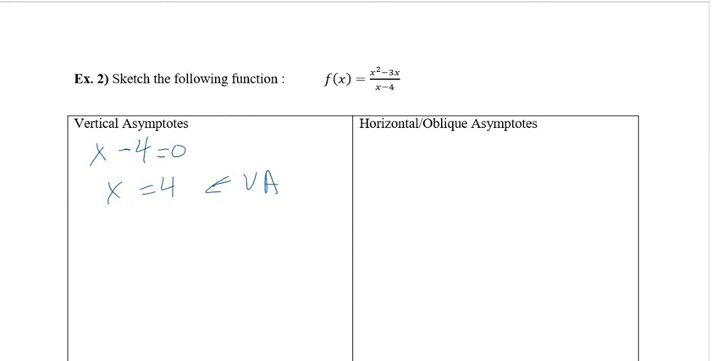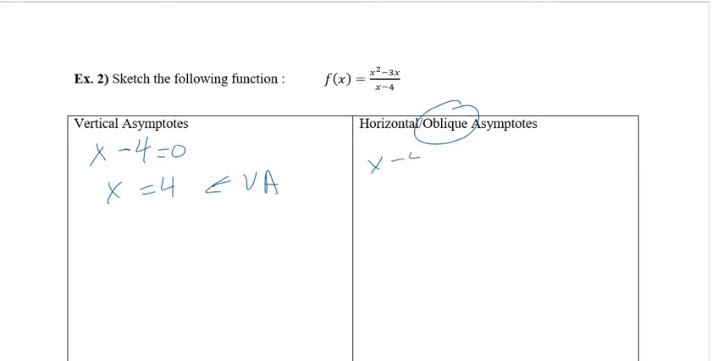Okay, next is horizontal and oblique asymptotes. So take a look. We said we're going to look at the degrees first. In this case, we have x squared over an x. We have 1 degree higher in the numerator. So we're going to have an oblique asymptote in this case. You can use whatever method you like. If you like the long division method or synthetic or the rectangle method, whatever method works best for you, go with that. But either way, I'm going to do the calculation really quickly.